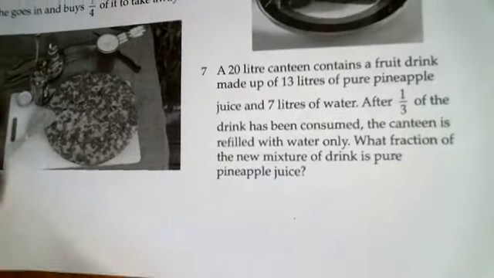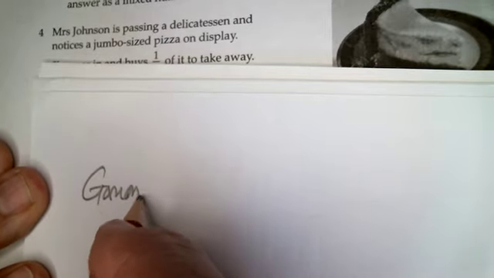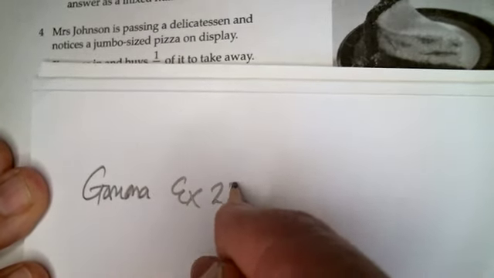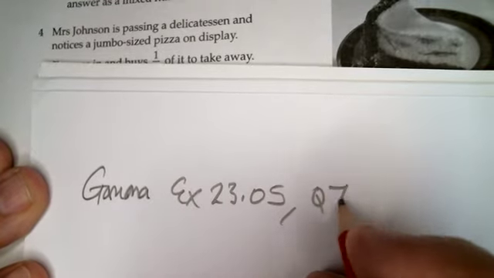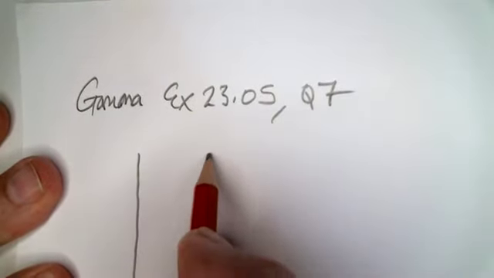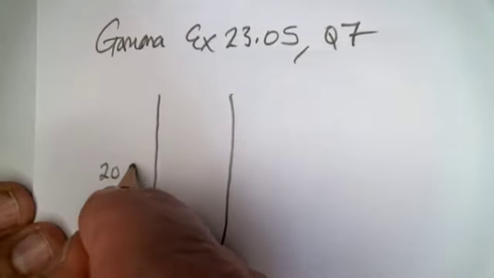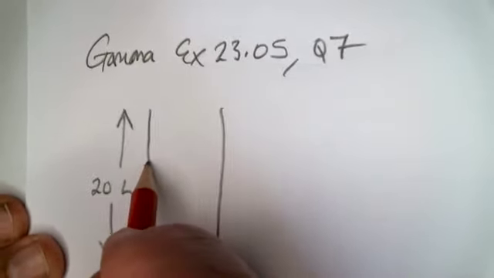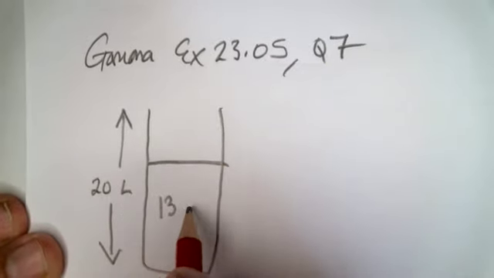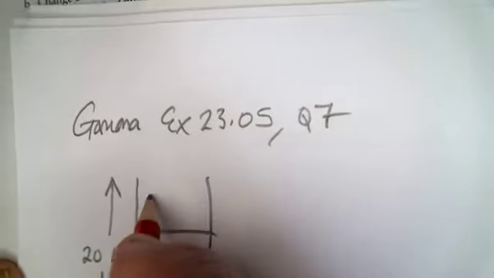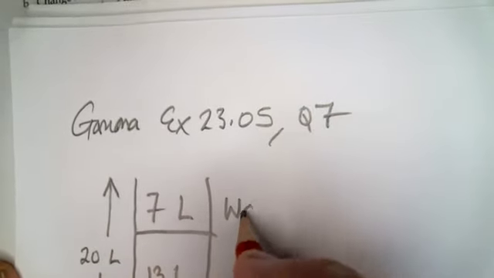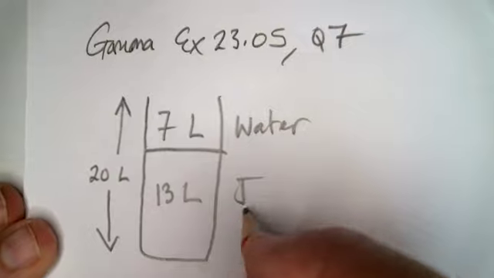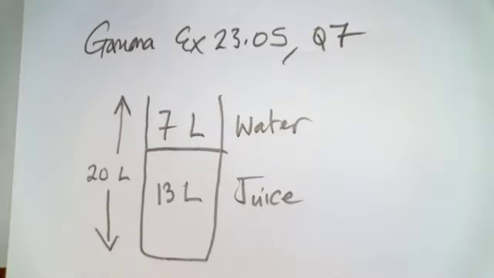So I'm going to write this down as I do it so I know what I'm doing here. First of all, we go Gamma. And this is exercise 23.05. We're doing question 7. So first things first, we've got a container. The container contains 20 litres. So that's the total it contains. Now, of the 20 litres, we've got 13 litres, and the 13 litres is juice. And the remaining 7 litres is water. So that's the breakdown of what we've got in the container.